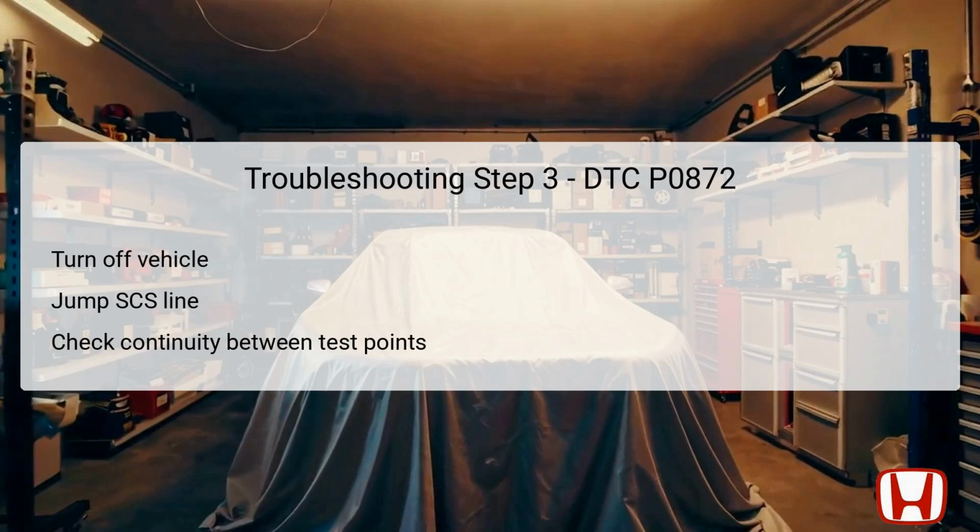P0872 involves checking the wiring that connects the transmission fluid pressure switch to the PCM. Start by turning the vehicle off to safely work with the electrical components. Next, use the HDS to jump the SCS line, creating a purposeful connection to facilitate testing. Following this, disconnect the PCM connector B, specifically the 51P connector, to ensure accurate readings.